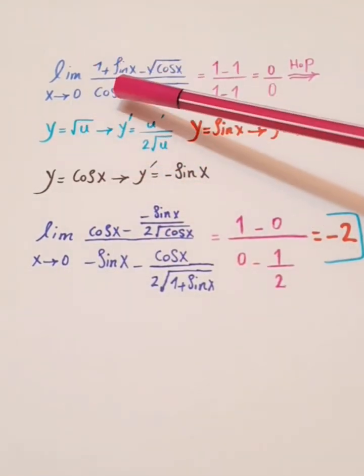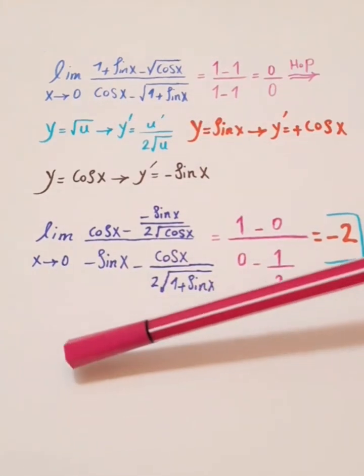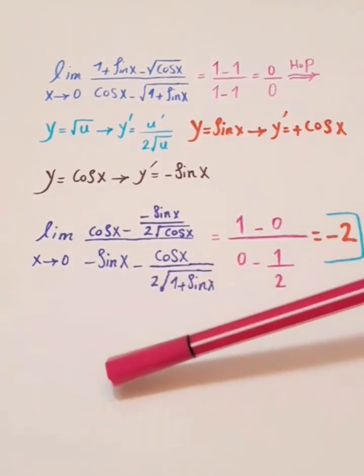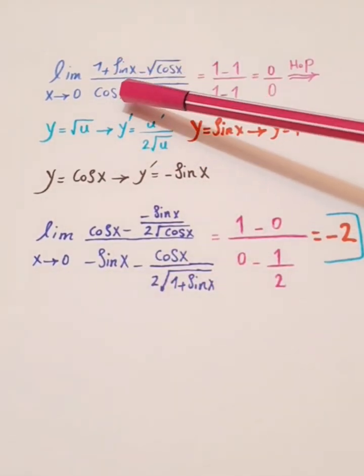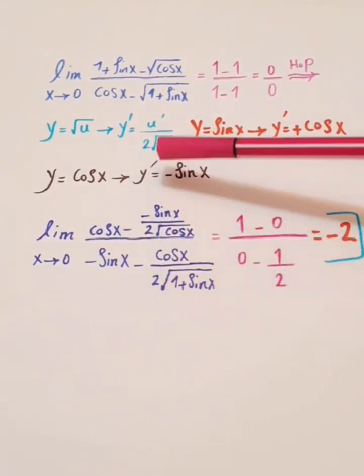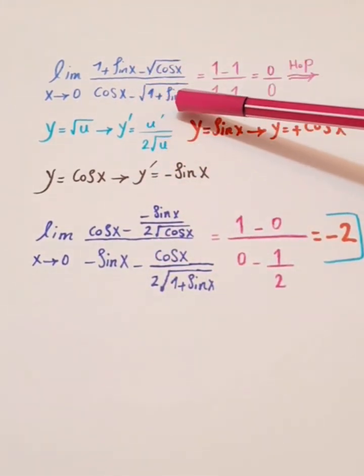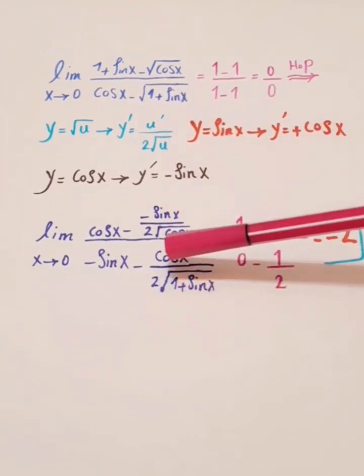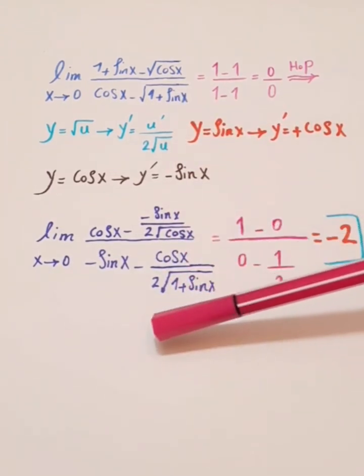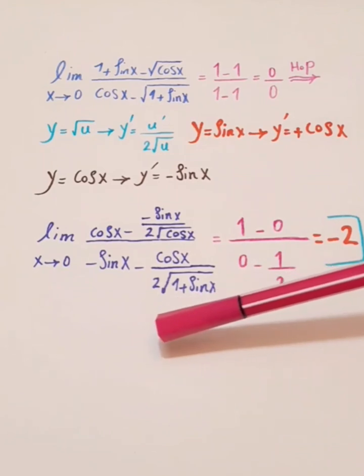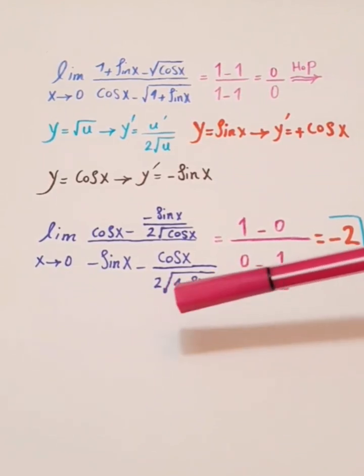For this one, you take the derivative of cosine x, that's equal to minus sine of x, minus, because we have minus here, the square root of 1 plus sine of x. You take the derivative of 1 plus sine of x, that's equal to cosine of x over 2 times the square root of 1 plus sine of x.